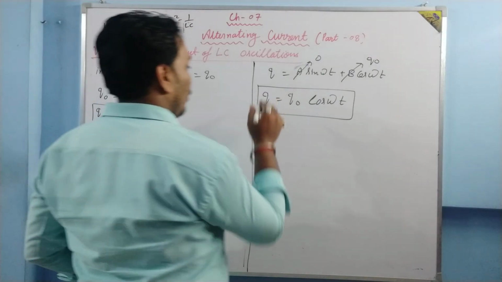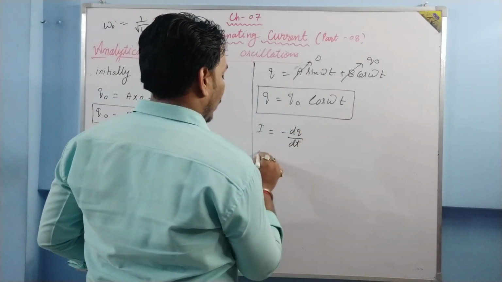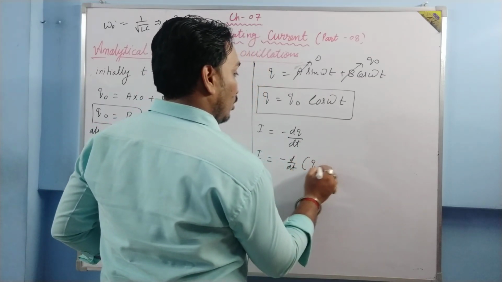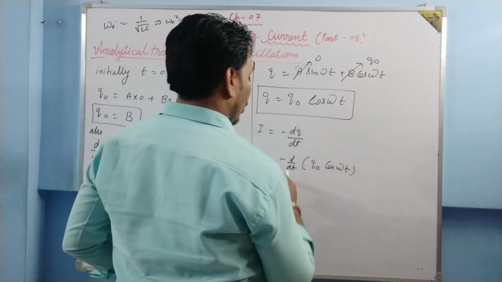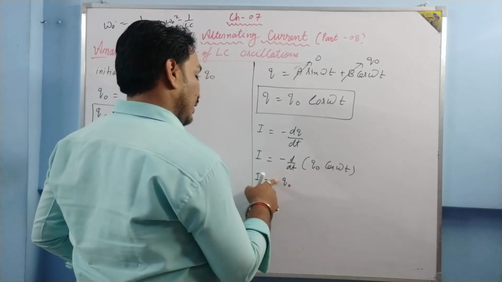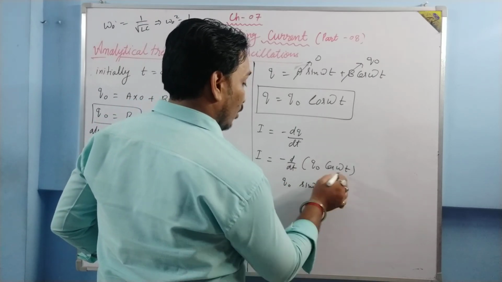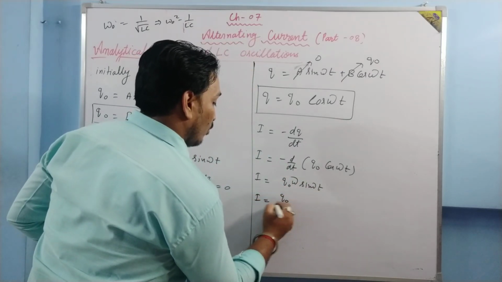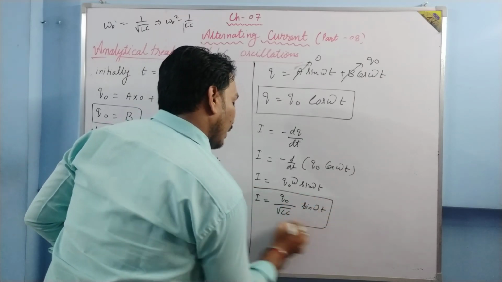From here we can calculate the value of I, which is equal to minus dq by dt. If I solve it, then we are going to have I is equal to minus d by dt of Q naught cos omega t. Q naught will not be differentiated; Q naught comes out. The differentiation of cos is minus sin, so minus will become plus, sin omega t, and omega is also there, so Q naught omega. We can put the value of omega also here. We are going to have Q naught upon under root LC, sin omega t.